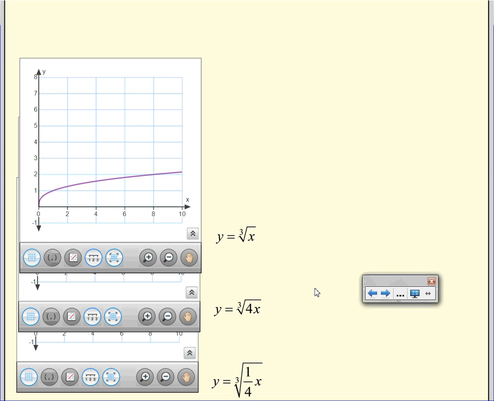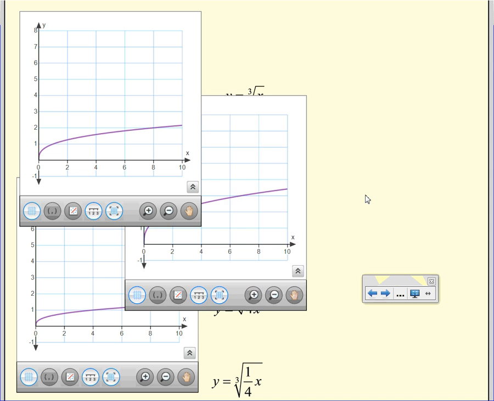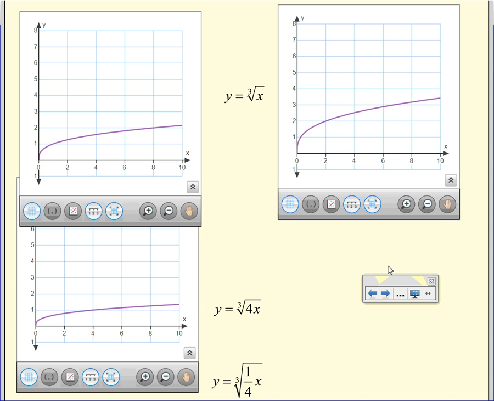And if we divide or multiply by a fraction, it gets stretched out. So let's just see what that would look like. So here's a root function, a cube root function, the original. What happens when we times the x value by 4? How would you describe that? Has it been stretched or has it been pushed?